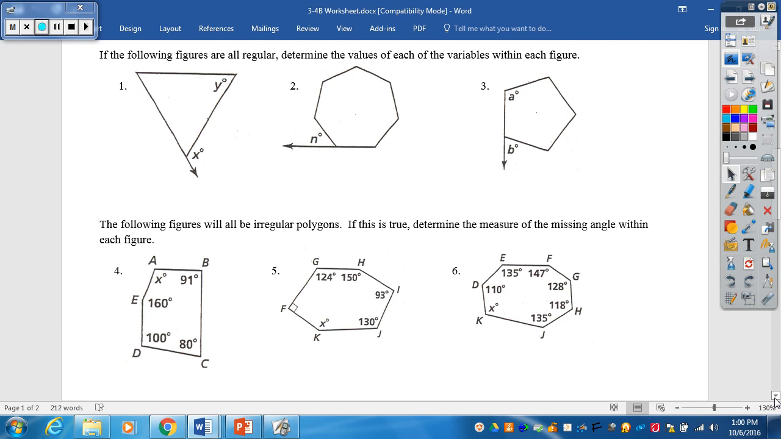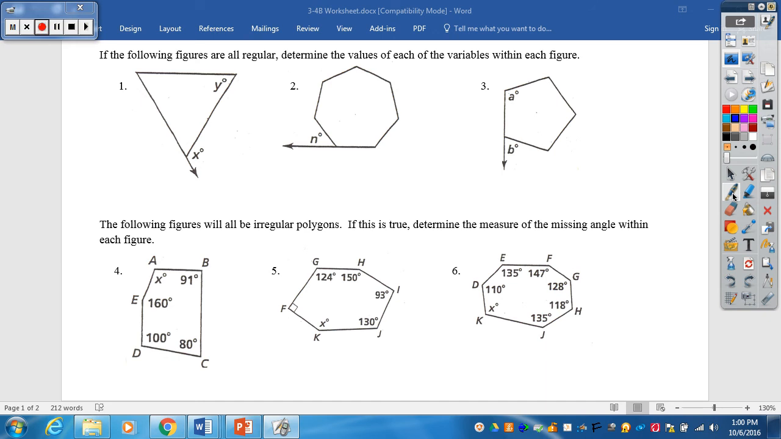Okay? Well, here's what I'm going to do. I am going to take a look at number 3 with you guys, and try to help you with this. Now, what I want you to visibly see is that in numbers 1, 2, and 3, all the sides are all the same length.